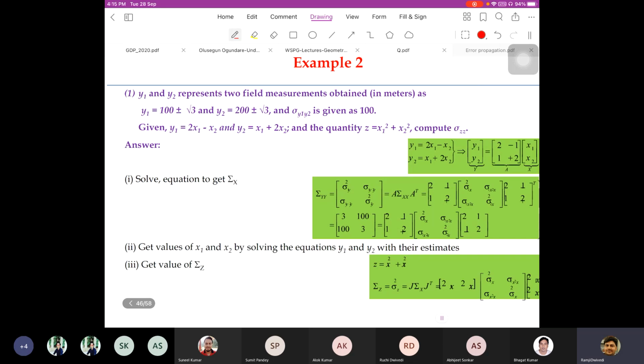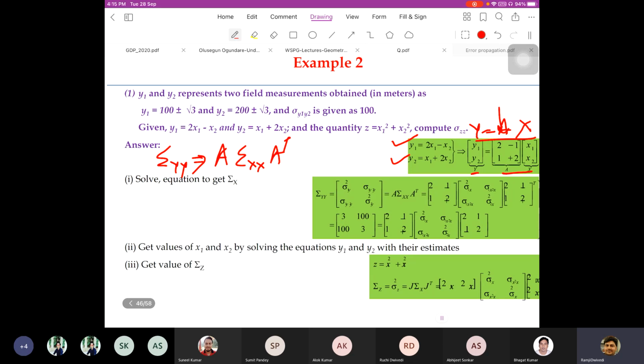The method is: you start with the given functions y1 and y2, write them like this, then convert them into matrix form by taking x1 and x2 as common, and you will write y is equal to Ax. Then your A matrix is 2 minus 1, 1 2, and x1 x2. Now it is a function y is equal to Ax. It is a linear function, very much clear. For a linear function, what would be the error propagation? A sigma xx A transpose.